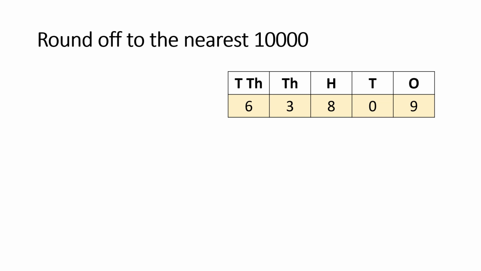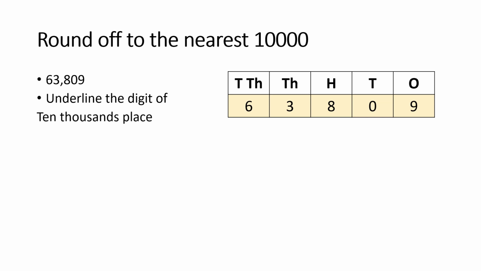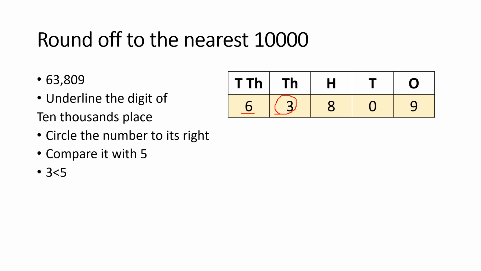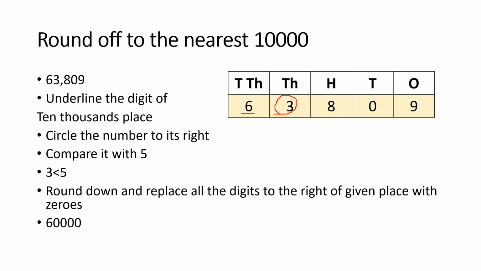Next question is round off to the nearest 10,000. The number is 63,809. I have written this here in a place value chart. At first we have to round off to the nearest 10,000, so we will underline the digit at the 10,000's place, and there is 6. We will underline it. Then we will circle the number to its right, which is 3. We have to compare this 3 with 5, and we know that 3 is less than 5. That's why it is the condition of round down. Round down means 6 will be 6 only and the rest of the digits will be 0. That's why it is 60,000.